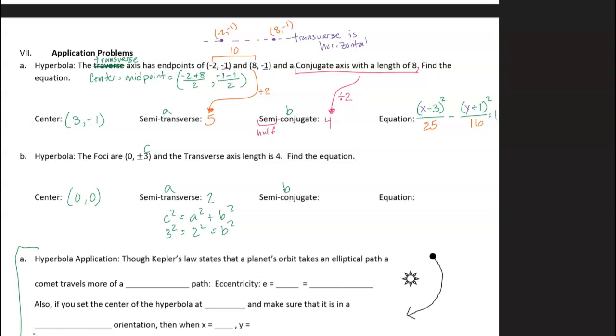3 squared is 9, 2 squared is 4. We're going to have to subtract the 4 over to get the B by itself. Whoops, I put an equal sign there. I meant to put a plus. So 5 is what B squared is equal to, meaning B is equal to the square root of 5.